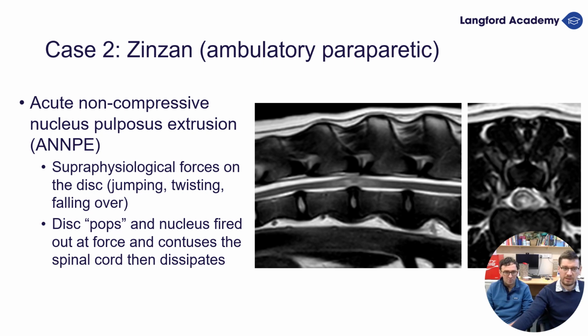The other big consideration is an acute non-compressive nucleus pulposus extrusion. This is where dogs jump or twist, and a supraphysiologic force on the disc essentially causes it to pop, and part of the nucleus shoots out upwards, hits the spinal cord and bruises it. Then the jelly from the nucleus just disperses around the spinal cord, so it just causes contusion. What we can see here is this white area, the contusive injury in the spinal cord, just from the nucleus, which is the bit just under the cursor here, that has shot upwards and hit the spine.